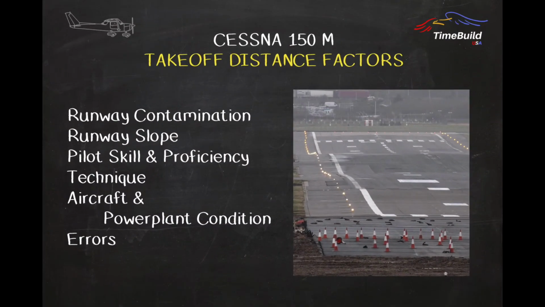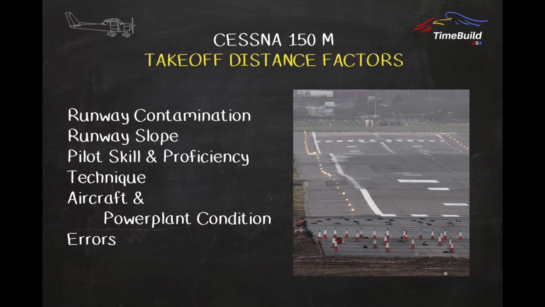Just as important as knowing what factors are included in performance data is knowing what is not included. These unaccounted for factors can significantly affect the actual aircraft performance and is a reason we always add a safety margin to the computed data. For the Cessna 150, the takeoff distance data does not include adjustments for runway contamination or runway slope, both of which can potentially increase takeoff distance.